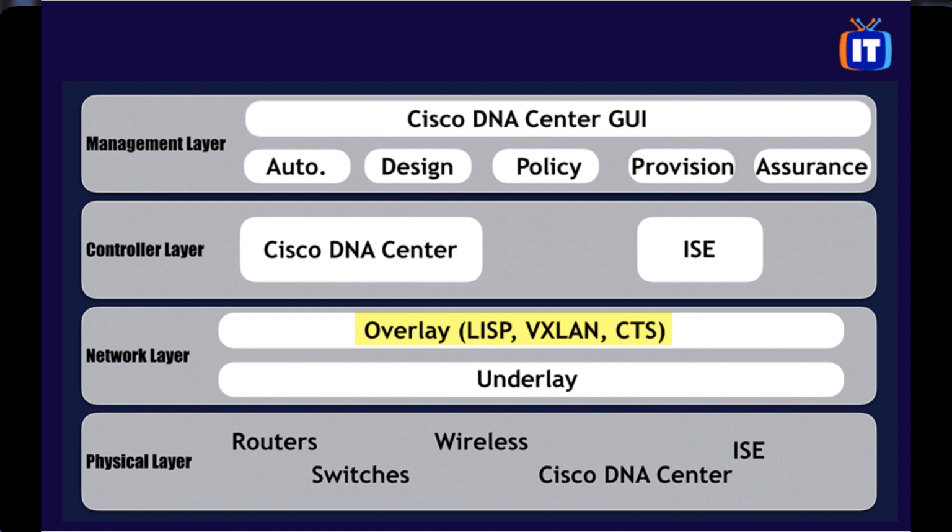So at the controller layer, we've got our Identity Service Engine. This is going to be our AAA entity. This is going to be the device that's really making sure we can implement Cisco TrustSec for policy, and then the Cisco DNA Center. Notice one level up at the management layer, we have the Cisco DNA Center GUI, and this allows for automation.